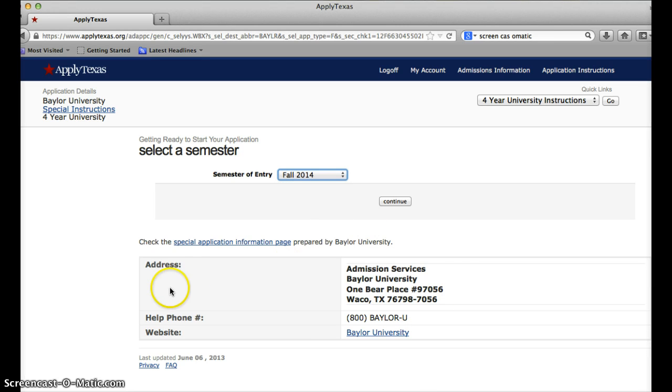As you can see, they provide you the admissions address. You have Baylor University, One Bear Place, number 97056. For those of you that are wanting to mail anything to the admissions office, this is where you would mail it, and this is where you would call and contact them, as well as their website.